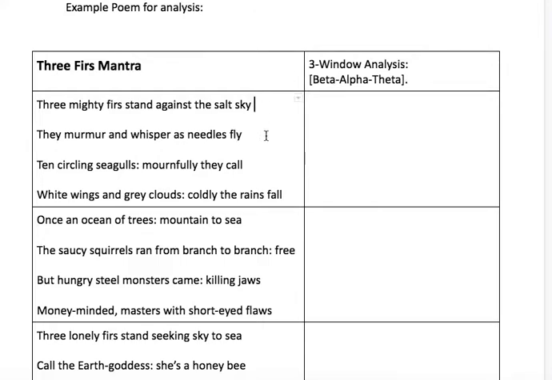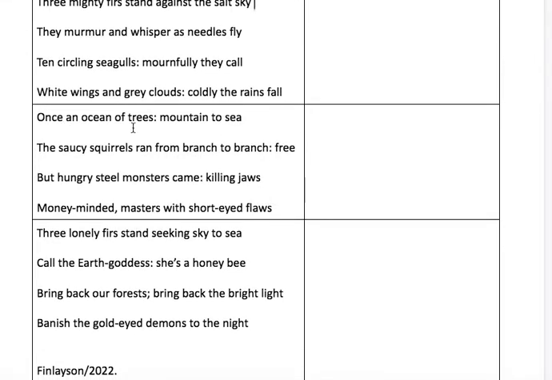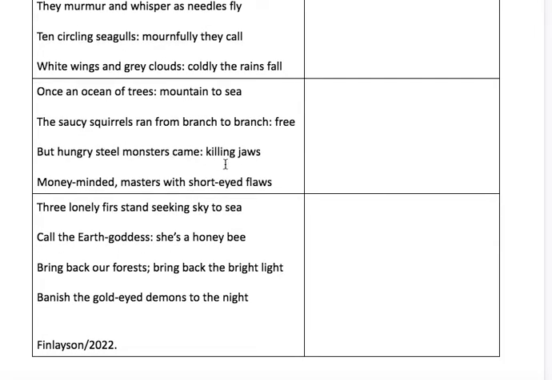Okay, so let's read. 3 mighty firs stand against the salt sky. They murmur and whisper as needles fly. 10 circling seagulls mournfully they call. White wings and gray clouds, coldly the rains fall. Once an ocean of trees, mountain to sea, the saucy squirrels ran from branch to branch, free. But hungry steel monsters came, killing jaws, money-minded masters with short-eyed flaws.